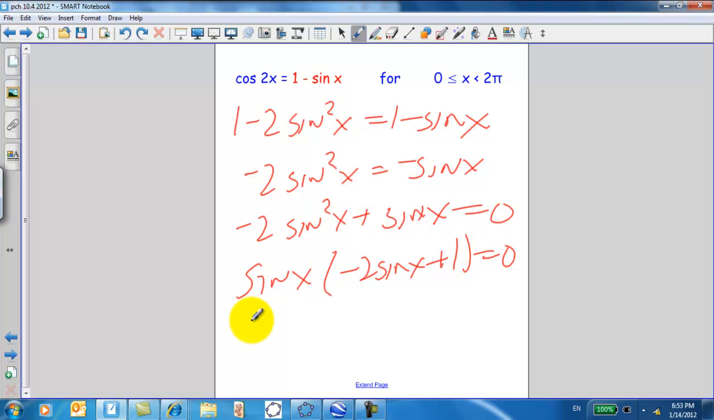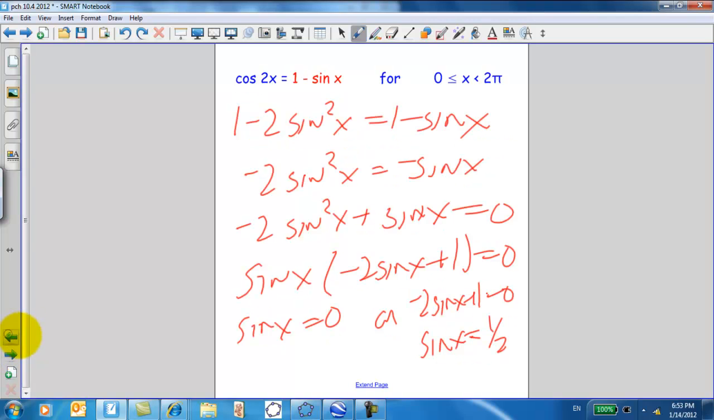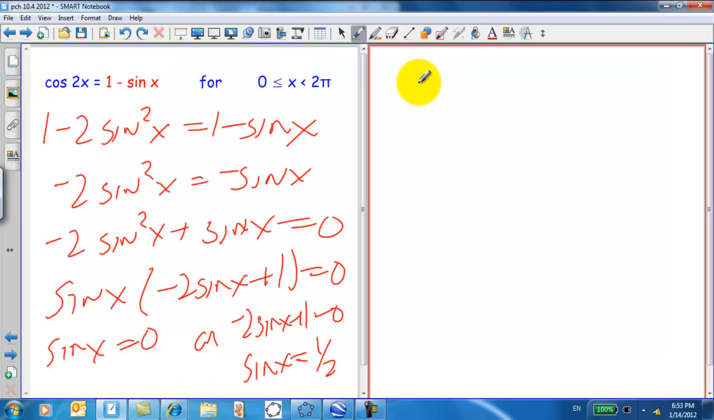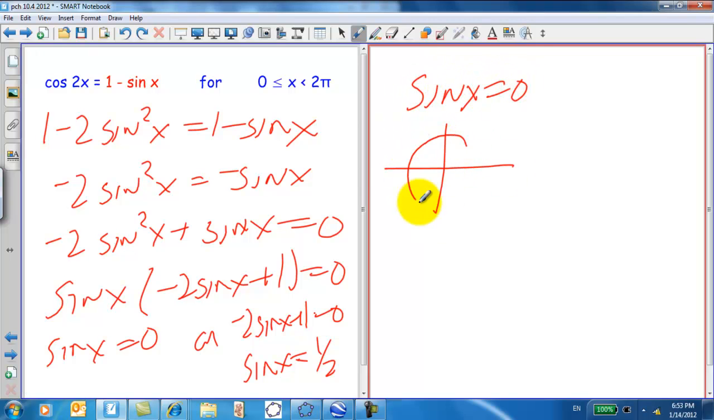And so we get sine x equals 0, or negative 2 sine x plus 1 equals 0, and that leads to sine x equals a half. From this, then, you get two solutions. Just switch to double page for a second here. You get sine x equals 0. That happens here at 0 and pi and 2 pi. And those are the ones we saw. Then sine x equals a half.